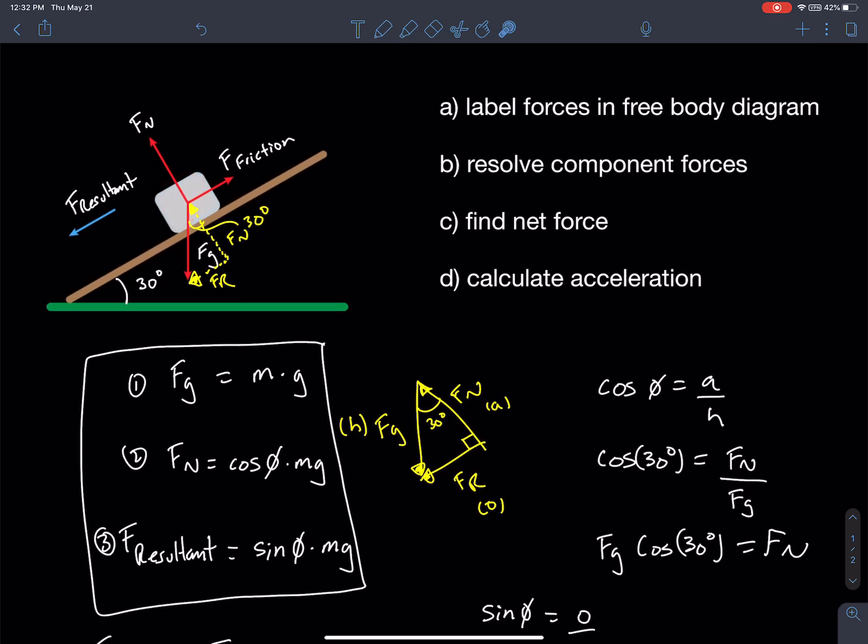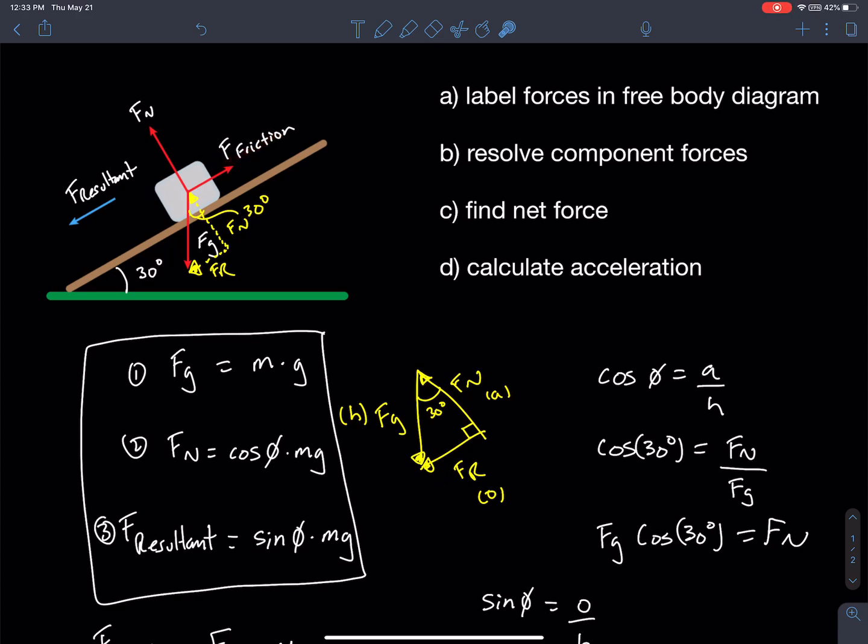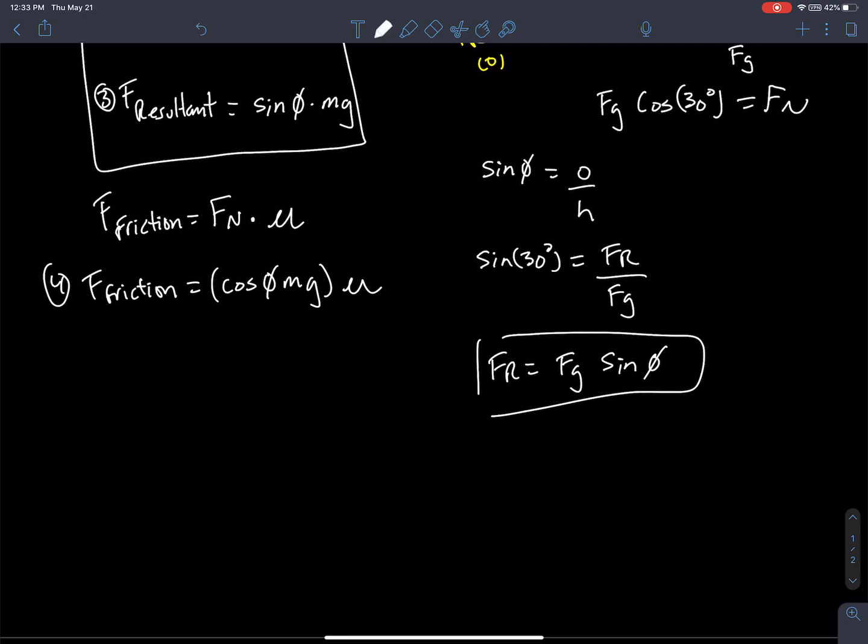All right, so next part, after I've created the equations to resolve all the component forces, how would I find the net force? So let's say the object is sliding down. How would I find the net force? Well, the net force is going to be equal to the resultant force minus the force of friction, because the force of friction is working in the opposite direction of gravity pulling that object down the ramp. So F net is equal to F resultant minus the force of friction.